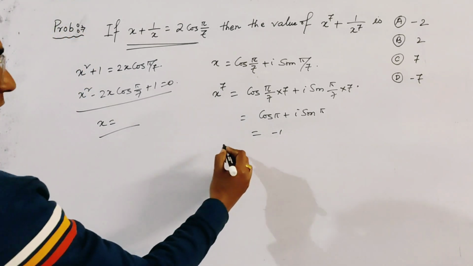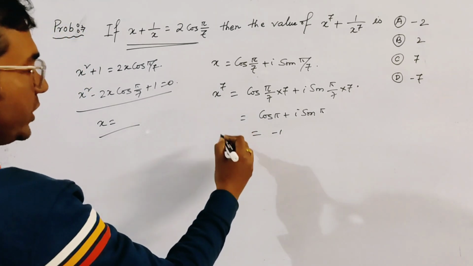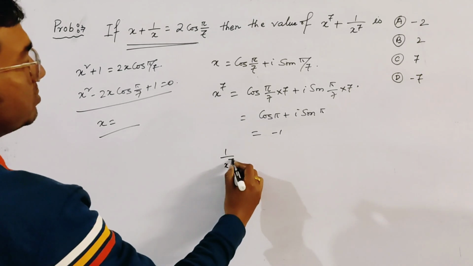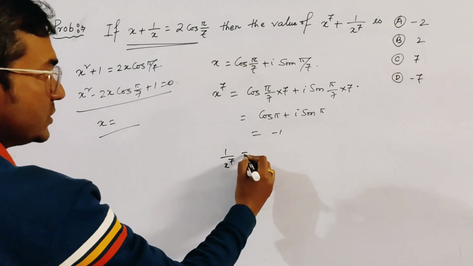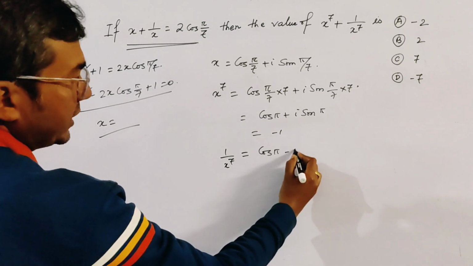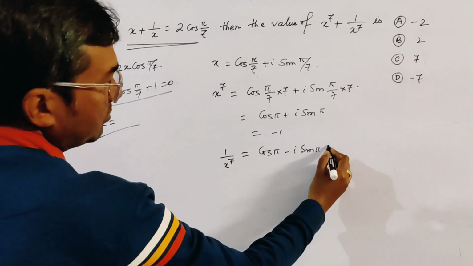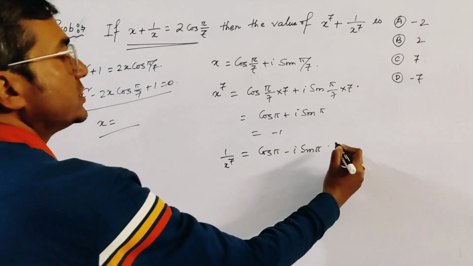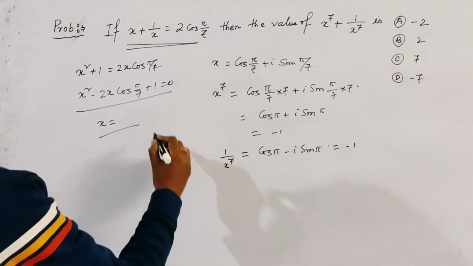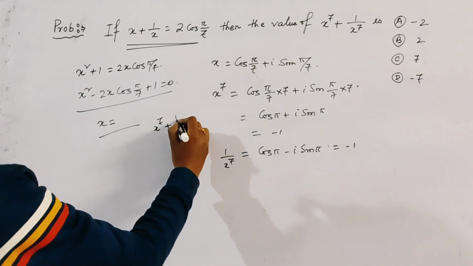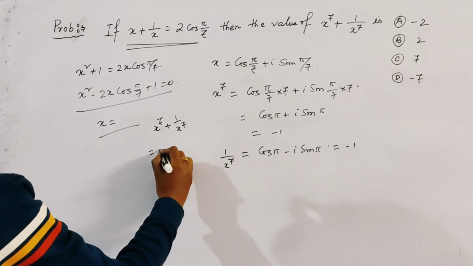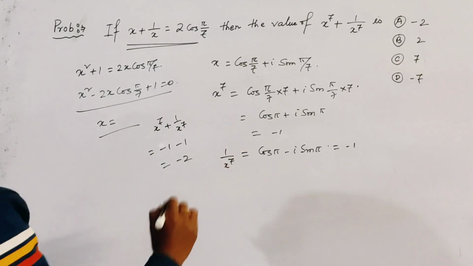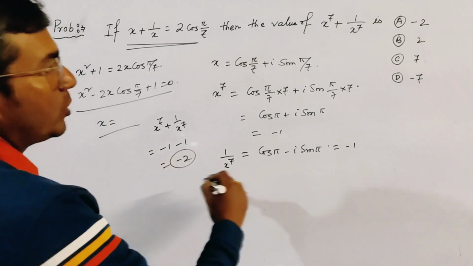Similarly we get 1 by x to the power 7. This is cos pi minus i sin pi, so this is also minus 1, and we get x to the power 7 plus 1 by x to the power 7 is minus 1 minus 1, so this is minus 2, and our correct option is option number A.